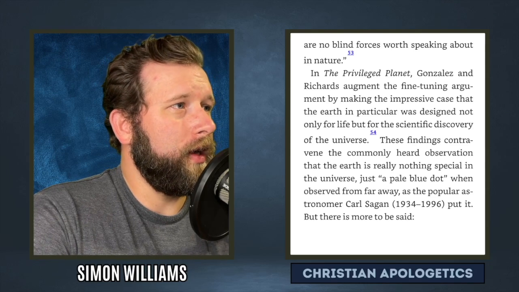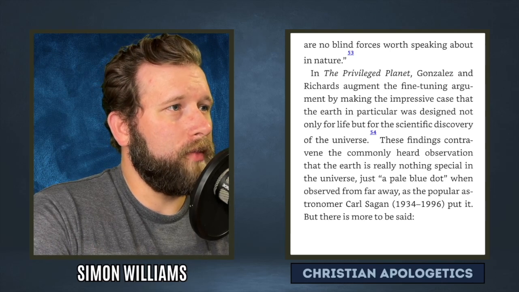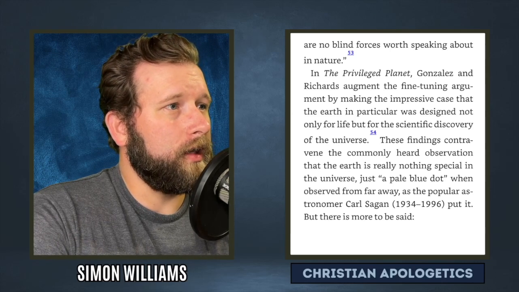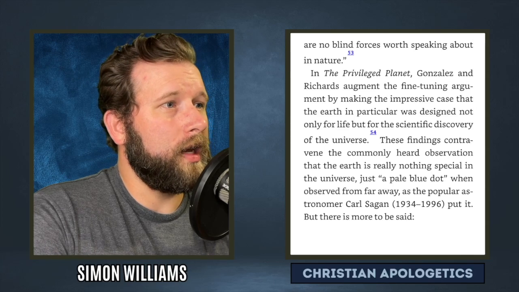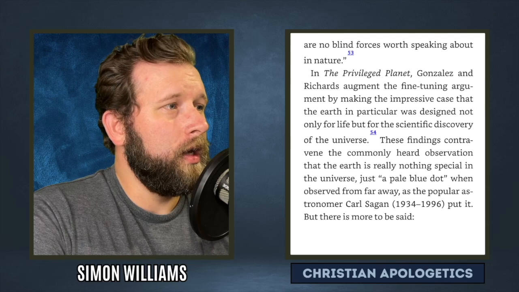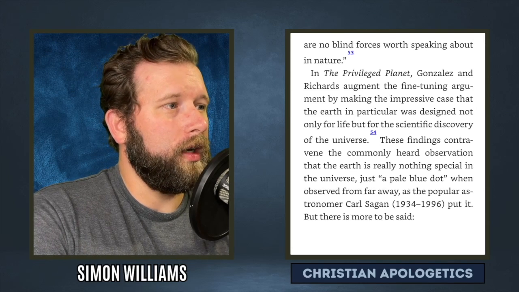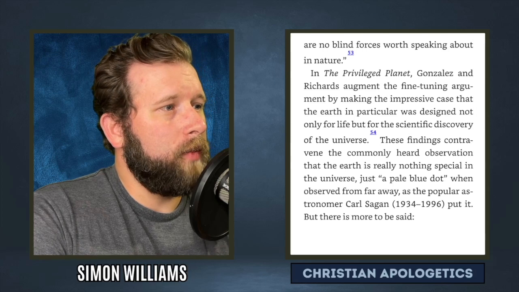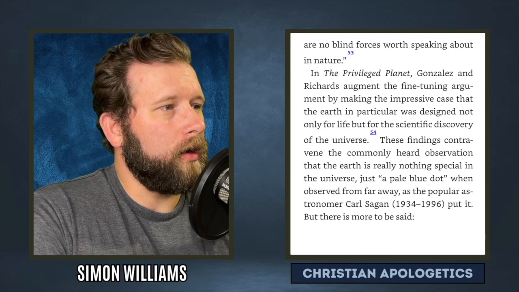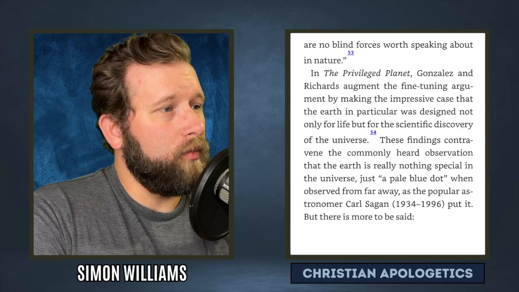In The Privileged Planet, Gonzalez and Richards argue the fine-tuning argument by making the impressive case that the Earth, in particular, was designed not only for life, but for the scientific discovery of the universe. These findings contravene the commonly heard observation that the Earth is really nothing special in the universe, just a pale blue dot when observed from far away, as the popular astronomer Carl Sagan put it. But there is more to be said.